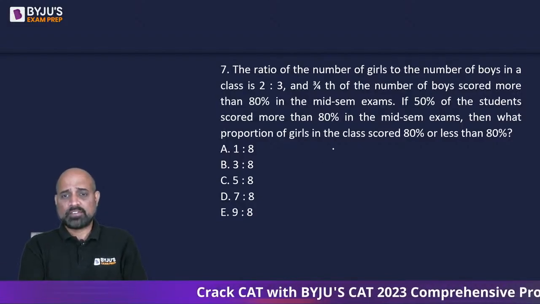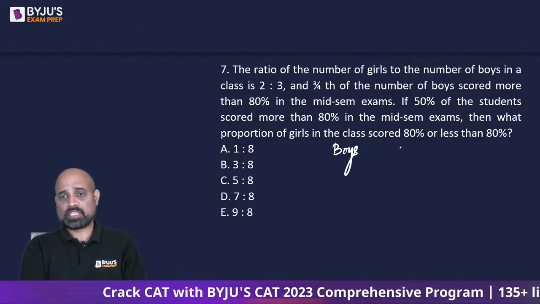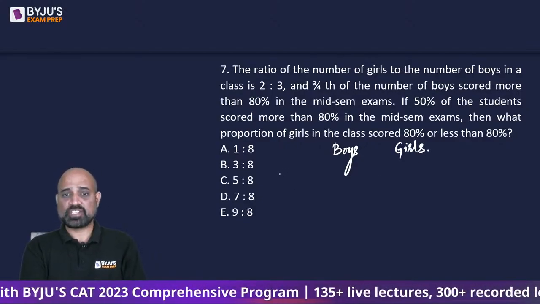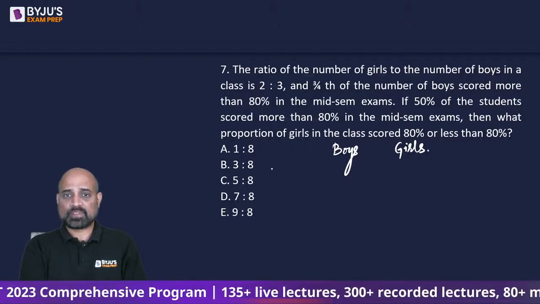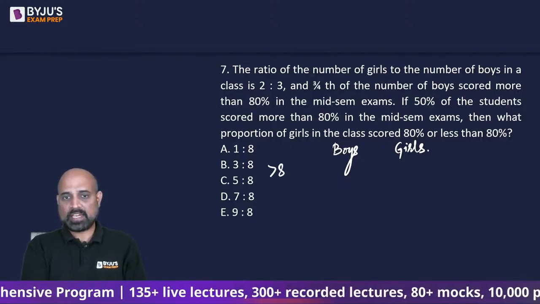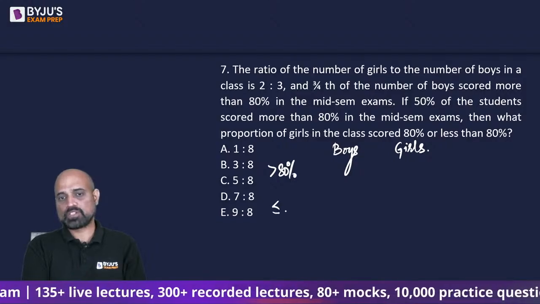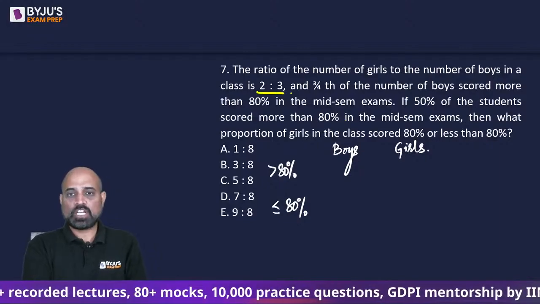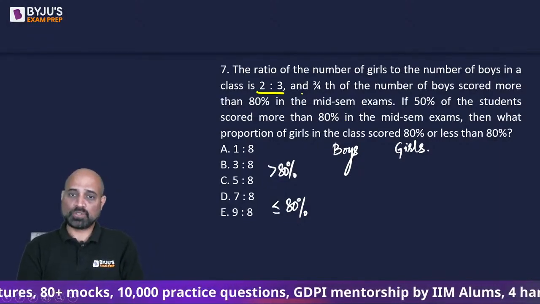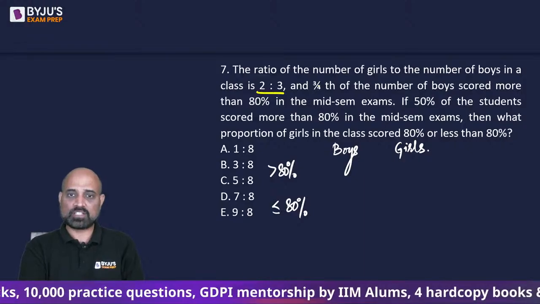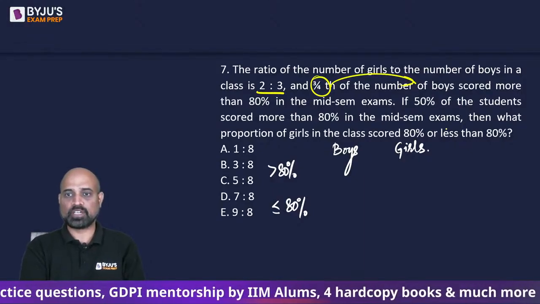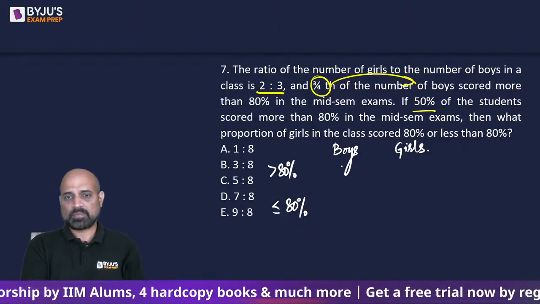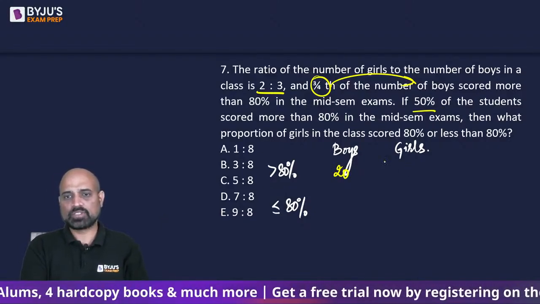So here we have the categorization as boys and girls. और इसका further categorization is somebody who has scored more than 80% in the exam and somebody who has scored less than equal to 80% in the exam. Now the total number of boys and girls is given as 2:3. So to make the calculation easier, so that I can calculate 3/4 of boys and we can also calculate 50% of total students, तो अपन एक काम करते हैं, boys को 20 ले लेते हैं, girls को 30 ले लेते हैं.